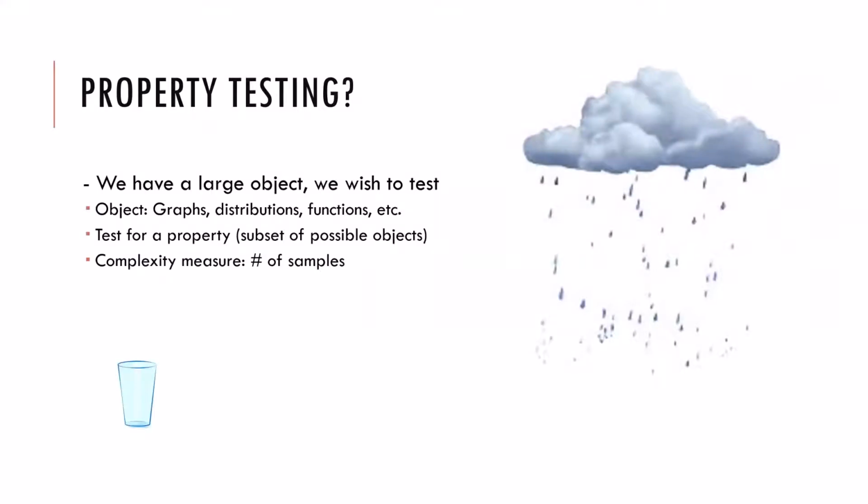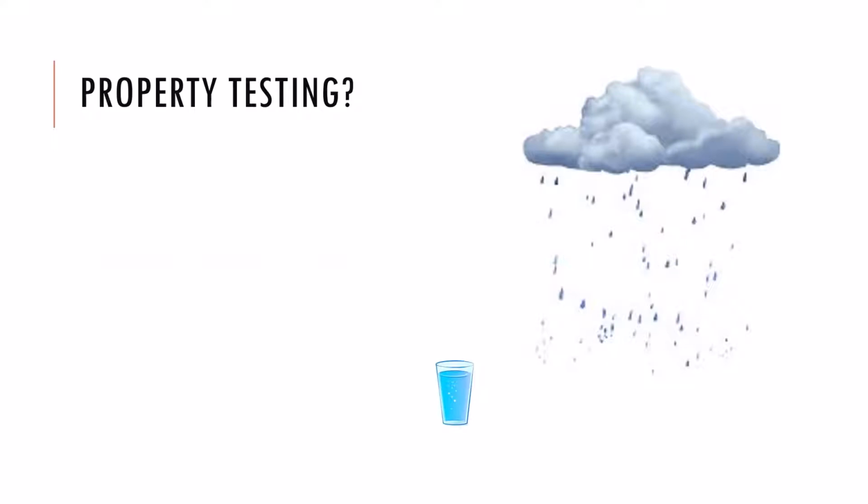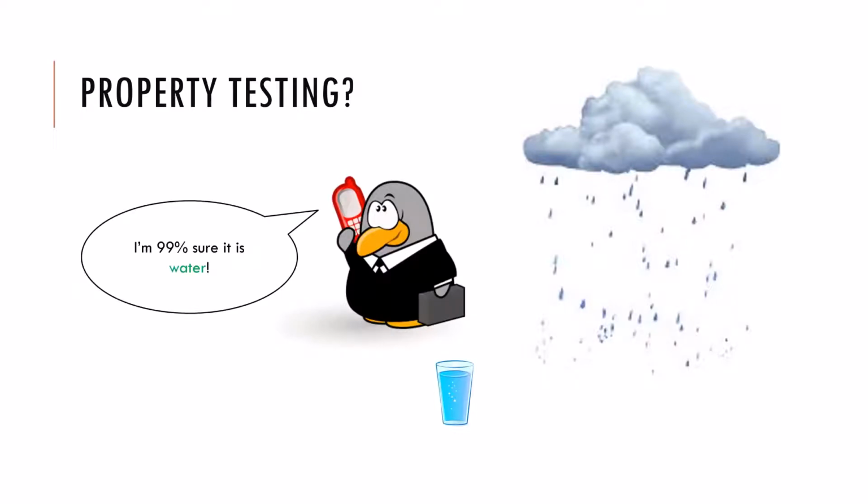Basically, we have some large object that we wish to test, and this object can be a graph or a distribution, maybe a function. We want to test for some properties, so we're not able to see the entire object because it is so large, but we can maybe ask if a graph is bipartite or whether a function is monotone or very far from that. And the complexity measure is the bits of information that we're allowed to see, so the samples that we get from this very large object. And once we get our samples, and this is a randomized process, we're trying to answer whether we have a property or we're far from that with a high constant probability.